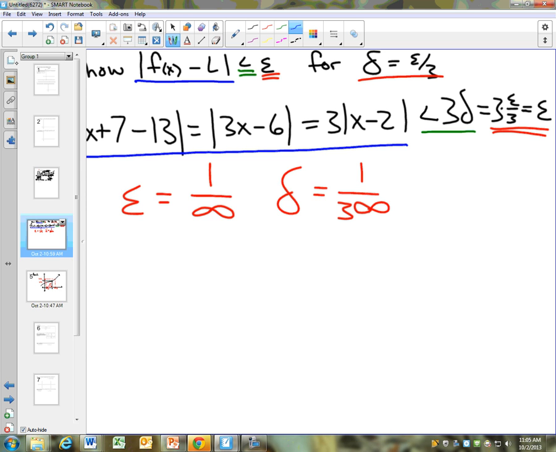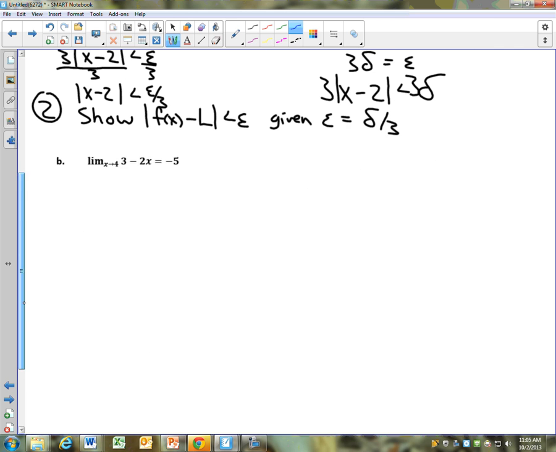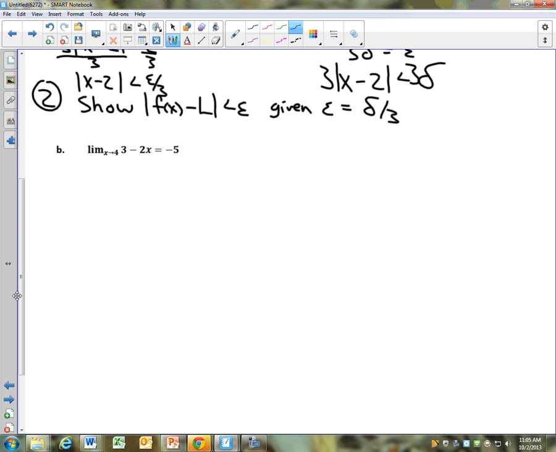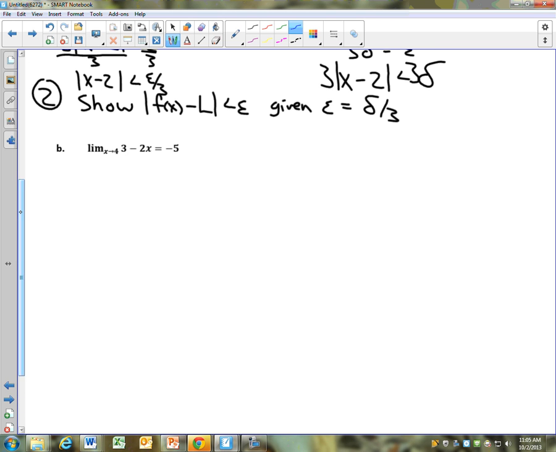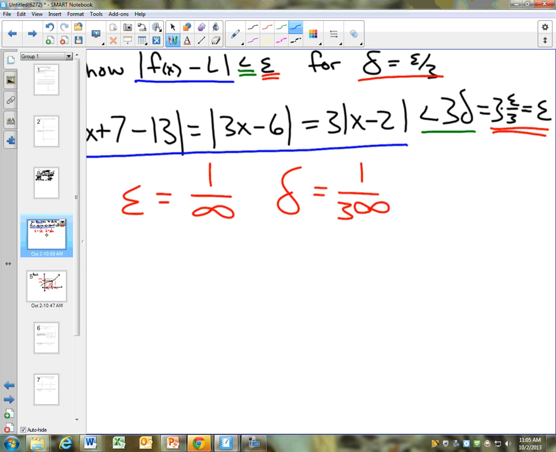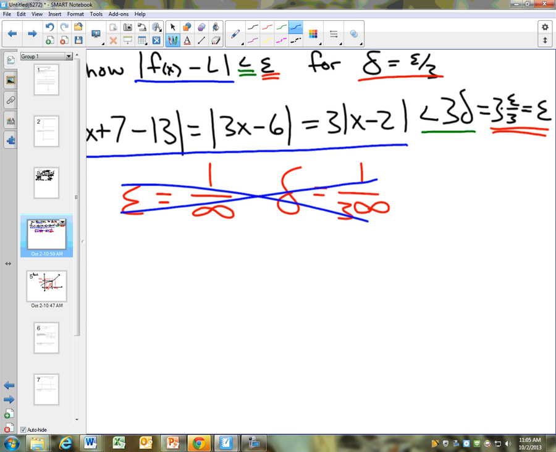Let's try it again, see if we can do one more. Those 2 steps, that's it. You don't have to write this. This is the formal statement. This is the proof. The first part is the legwork, trying to come up with the appropriate delta value. The second part is the actual statement of the proof. So let's try again.